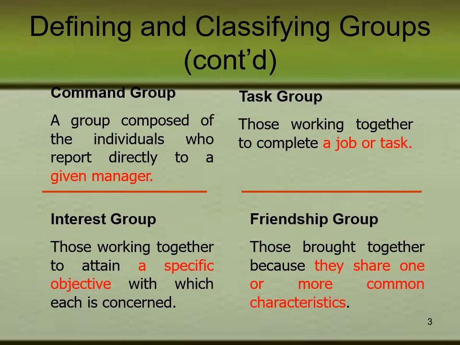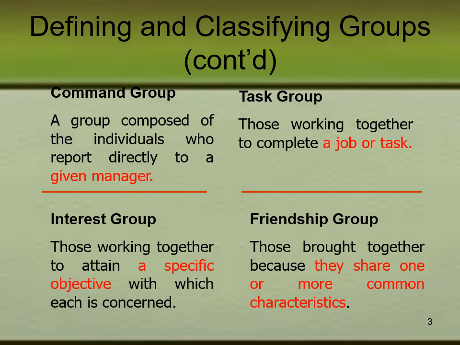Okay, this part is a further classification of formal and informal groups. As I said just now, there are two types of group, formal and informal. So formal group here is divided into two more groups. The classification of formal group is that it consists of two more types, which are the command group and also task group. And the informal group consists of two more types, which are the interest group and friendship group.